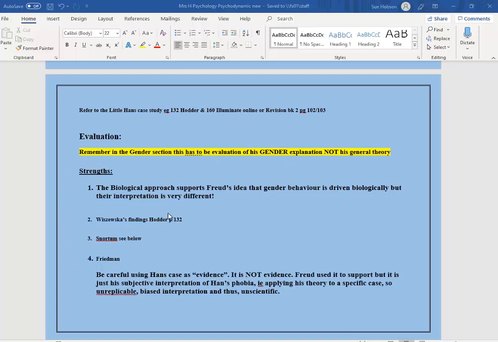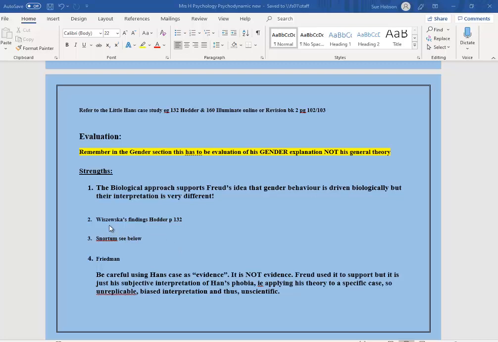So we would want to include strengths, and obviously one of them is that the biological approach also supports Freud's idea that gender behavior is driven biologically, but obviously their interpretation is very different. Their interpretation is that it comes from chromosomes, sex hormones, etc. I'm just going to read a couple of these other supposed strengths that you could use as well.